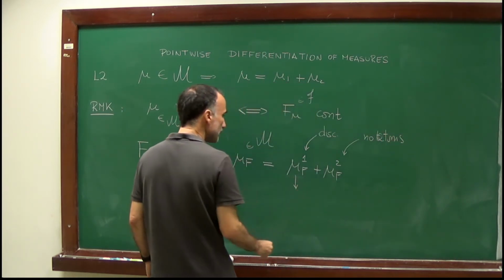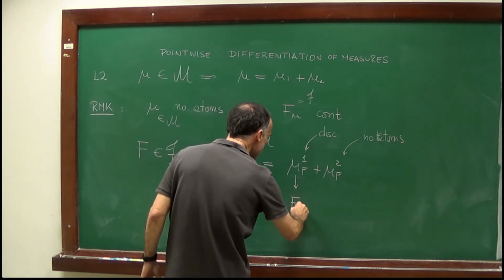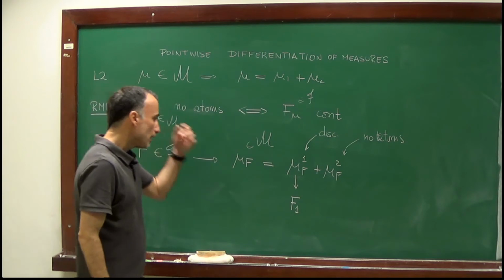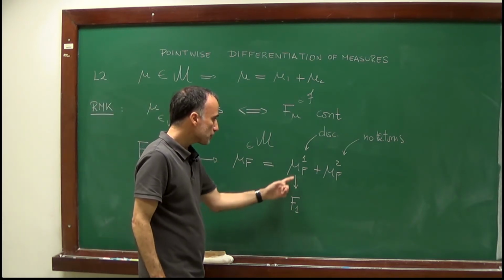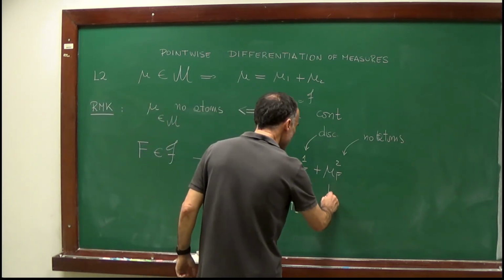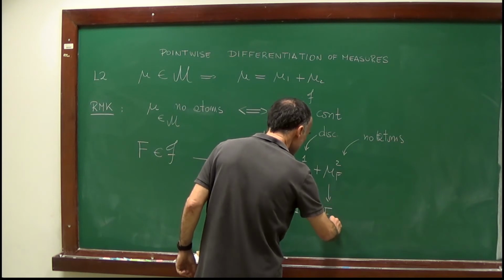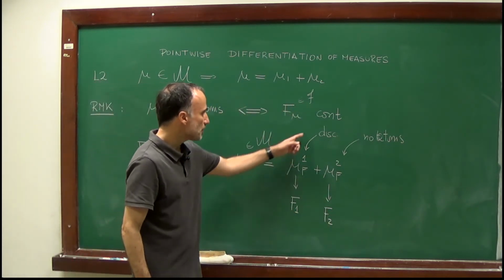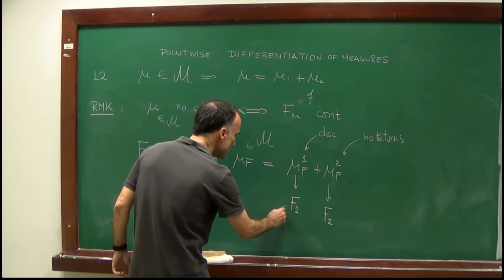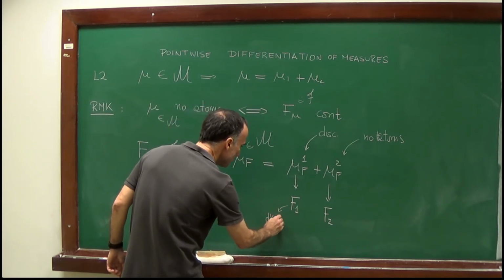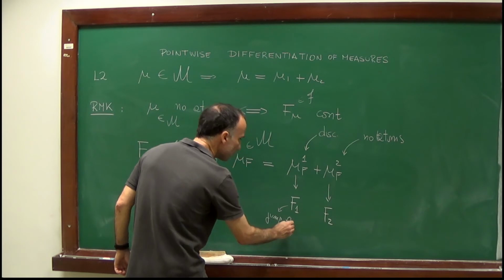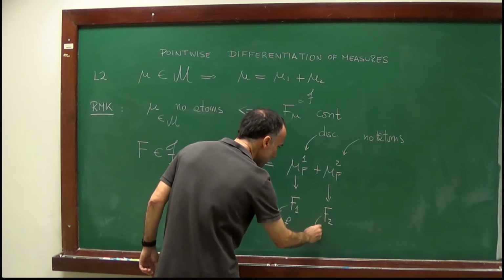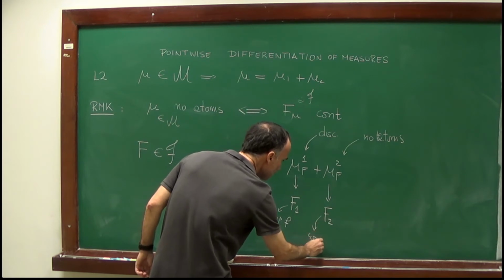This means that, let me represent by f1 the monotone function associated to the first measure, and by f2 the monotone function associated to the second measure. Since the first measure is discrete, this means that f1 is a jump function. And since the second measure has no atoms, this means that f2 is continuous.